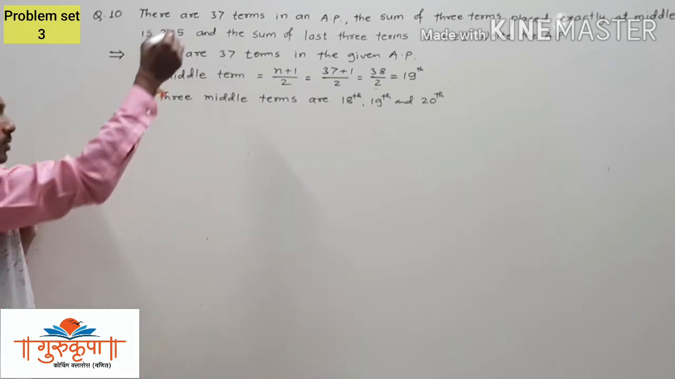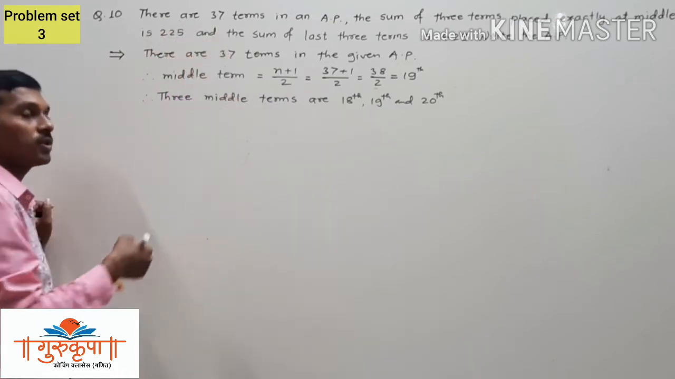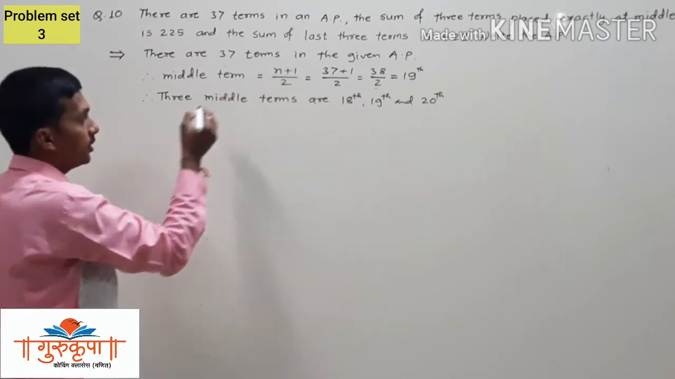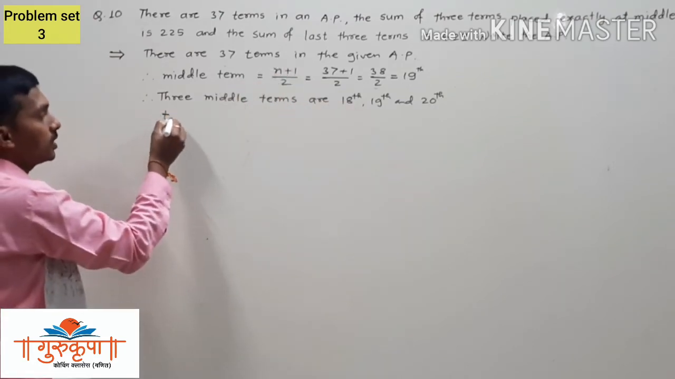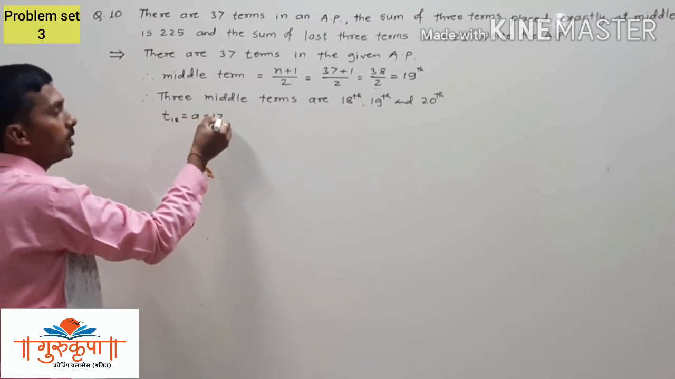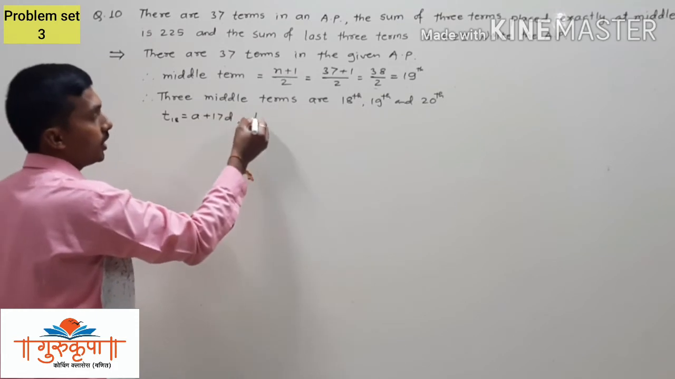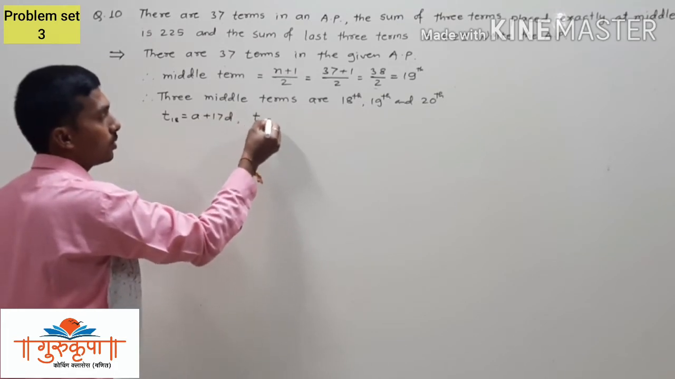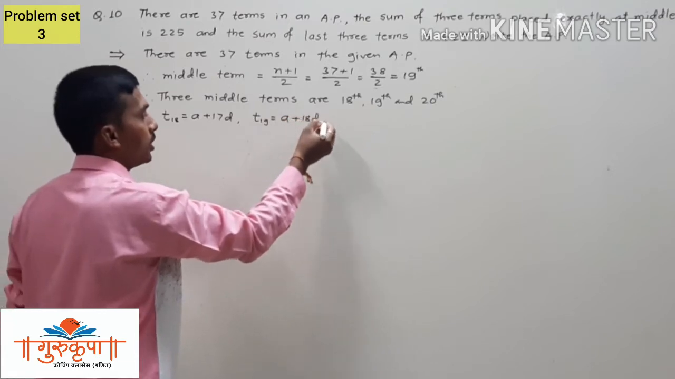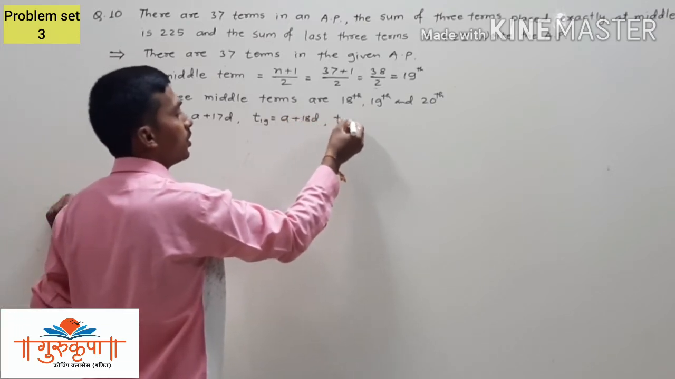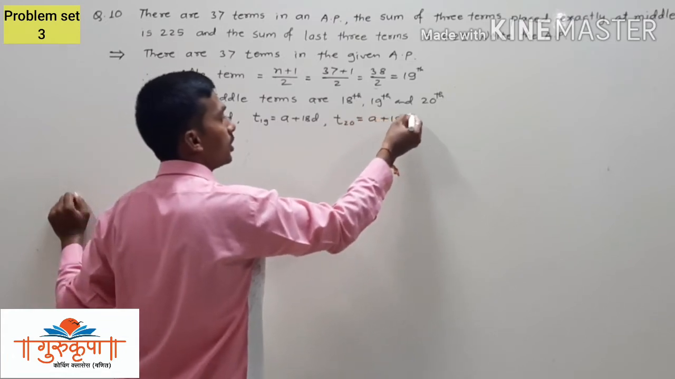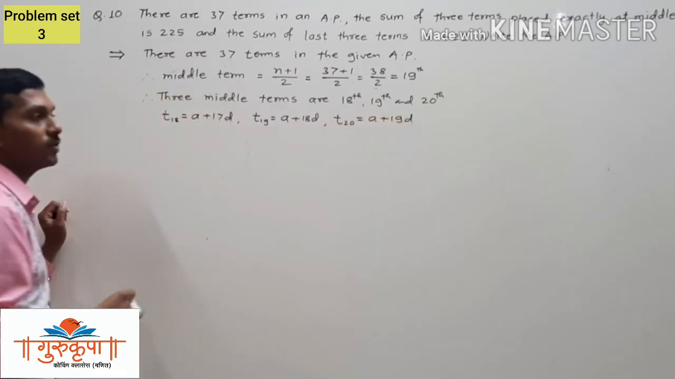So here we write the given information, or first of all we will write all the terms. Here first we will write T18. This T18 is equal to A plus 17D. Then T19 is equal to A plus 18D. Then T20 is equal to A plus 19D. These are the 3 middle terms of the AP.